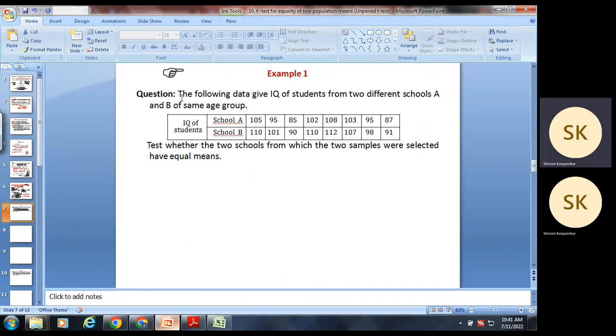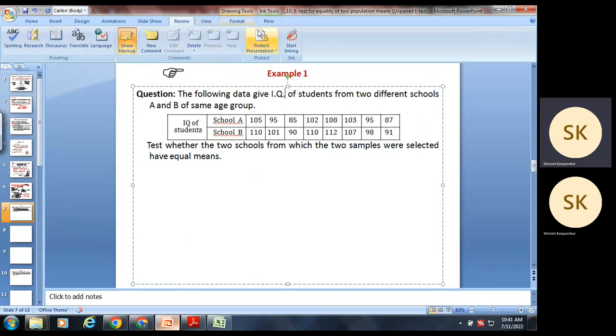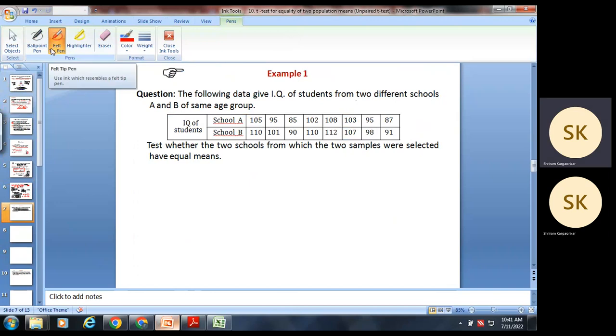The following data gives the IQ of students from two different schools, A and B, of the same age group. Here the IQs of students are given. Test whether the two schools from which the two samples were selected have equal IQ, meaning students of the same age group and same class of different schools have the same IQ. That you have to test.